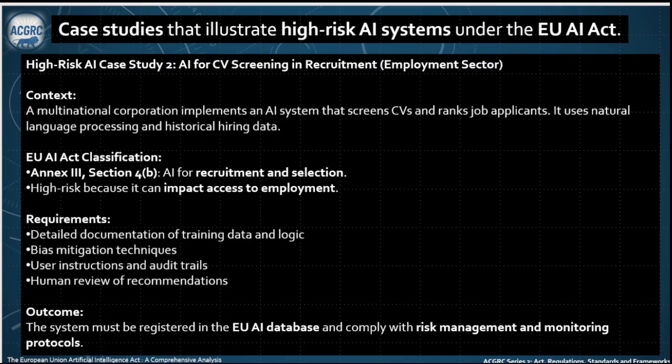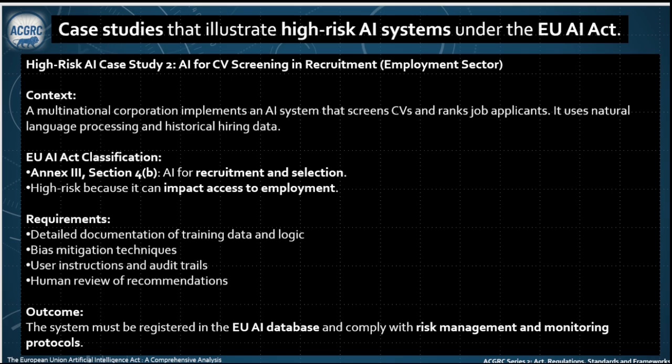The next case study is AI used for CV screening in recruitment, primarily around the employment sector, but not just limited to the employment sector. It is about the recruitment team in any organization using AI. In this context, a multinational corporation implements an AI system that screens CVs and ranks job applications. It uses natural language processing and historical hiring data.